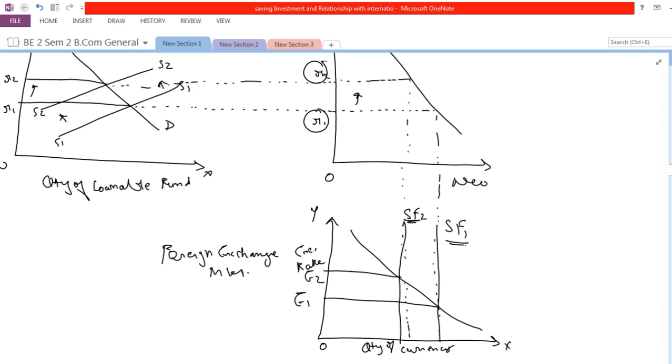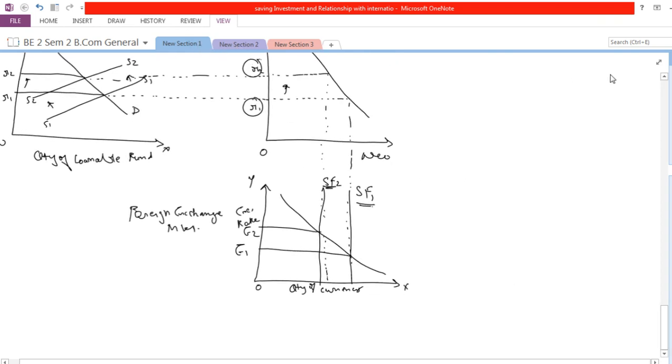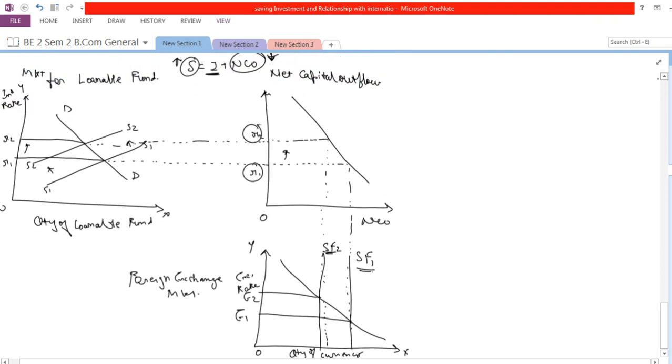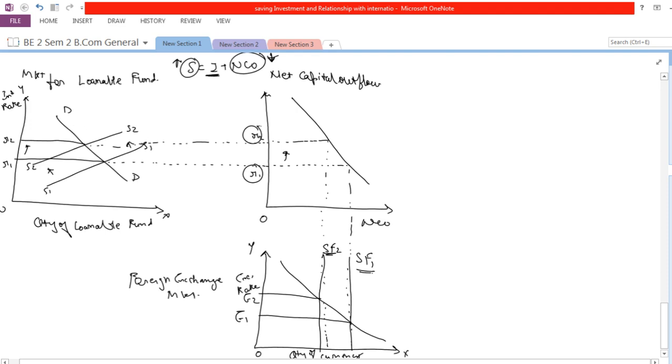So if we are taking everything together, we can say that because of the government deficit, when the supply of funds reduces from S1 to S2, the rate of interest in the loanable fund market moves up from R1 to R2, which results in a reduction of net capital outflow from this point here to this point here.